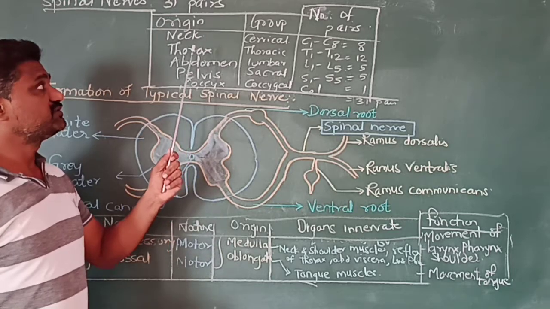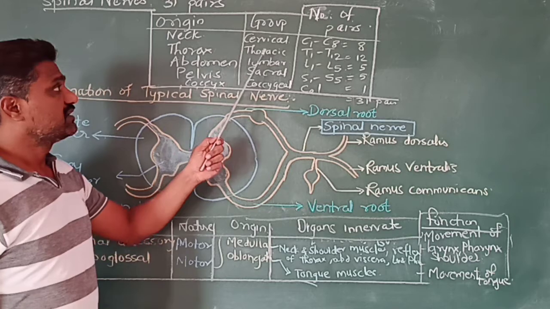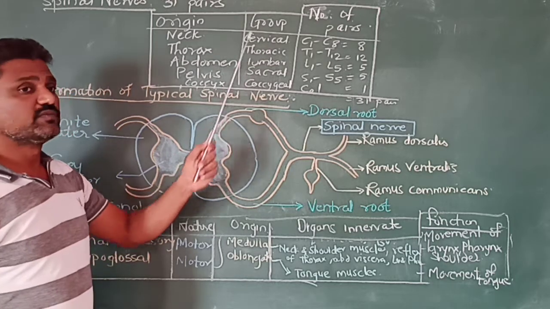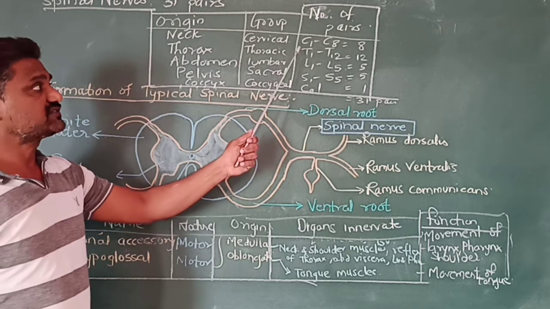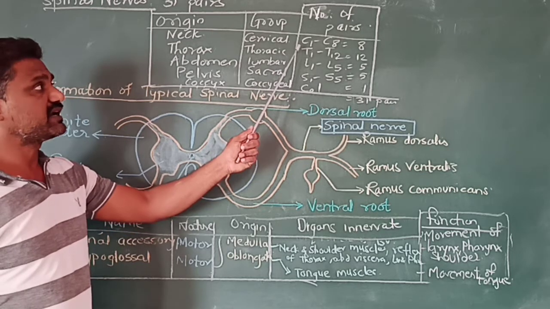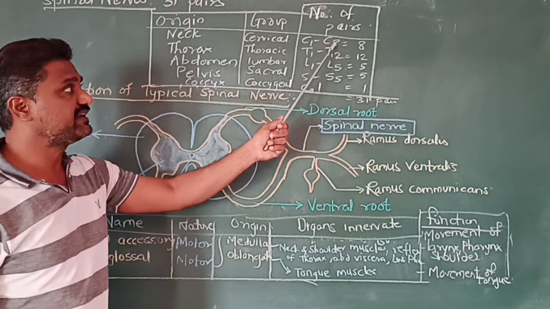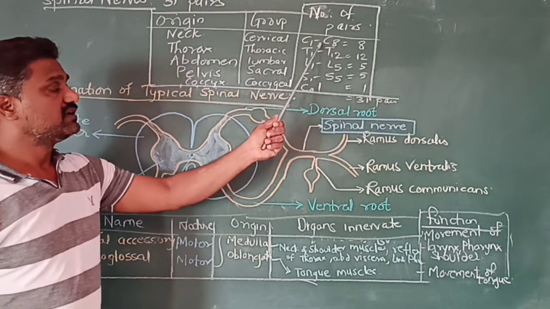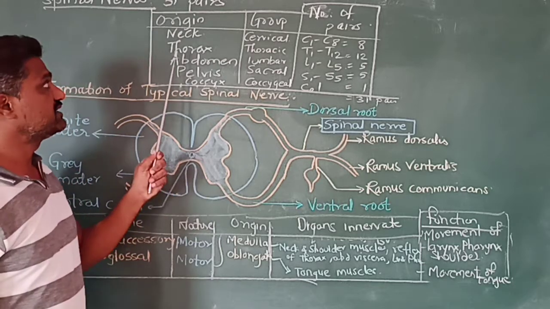The nerves of the spinal cord which originate in the neck region form the cervical group and are called cervical nerves. They start from the first vertebra, that is cervical vertebra 1 to cervical vertebra 7. So overall there are 8 pairs of the cervical nerves.